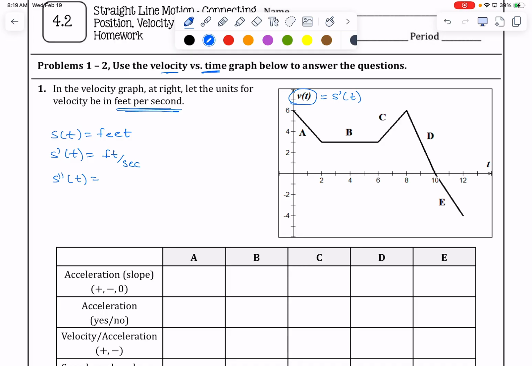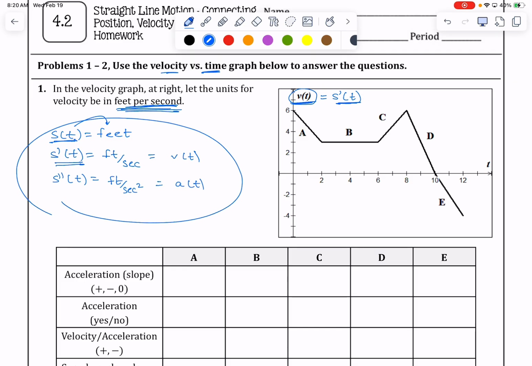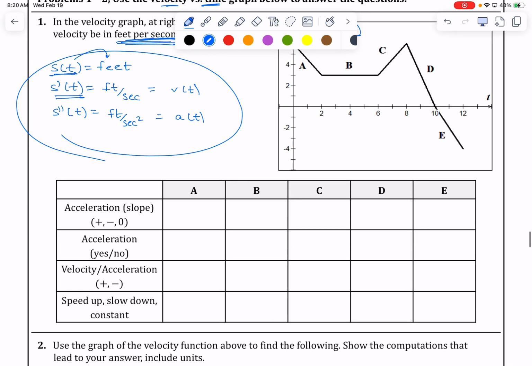I'm just asking generally, so I'm just interpreting the graph. V of t is the derivative of position. They told us the units are feet per second, so I know my units for position is feet. My units for velocity is feet per second, so then acceleration will be feet per second squared. You should know that. That's just general knowledge.